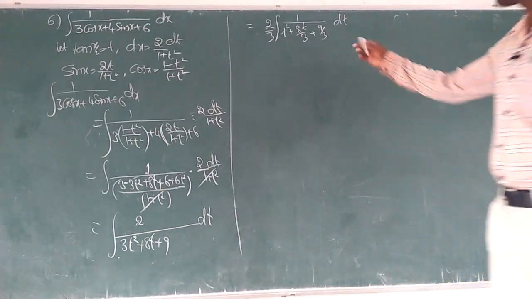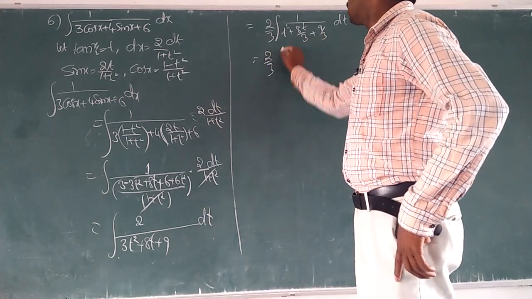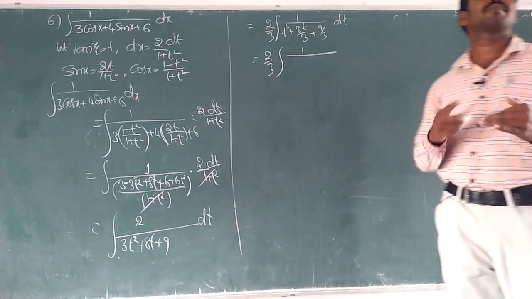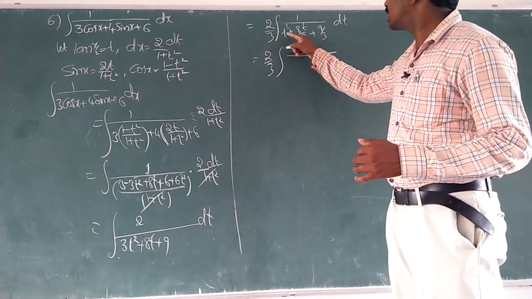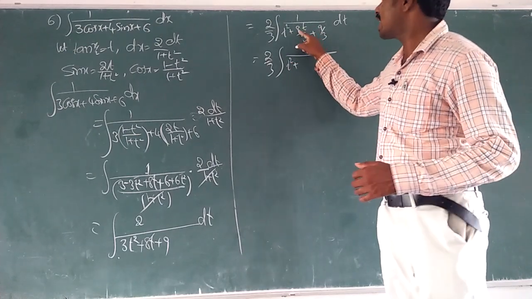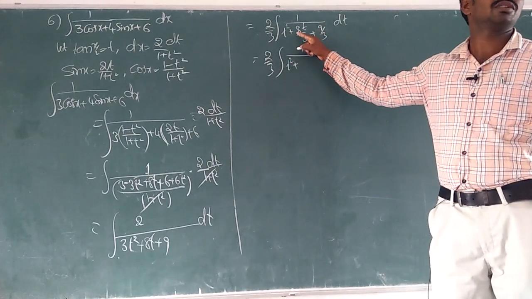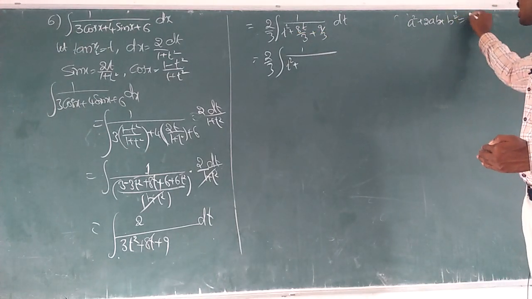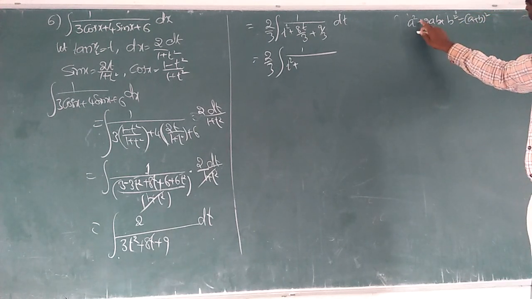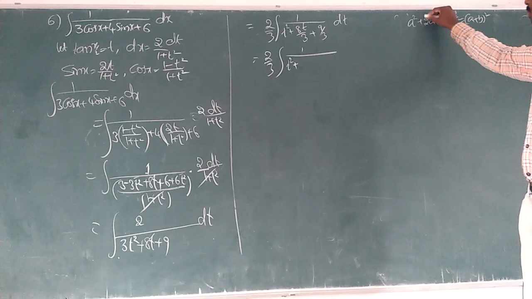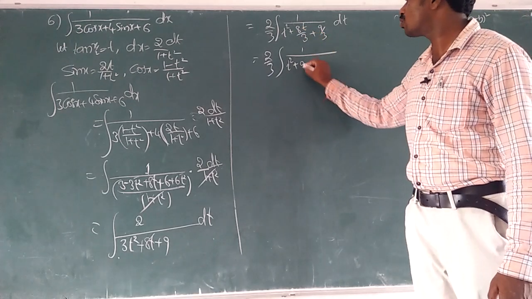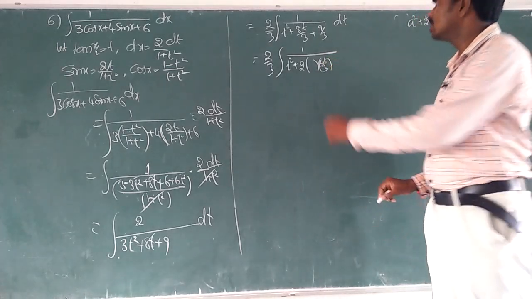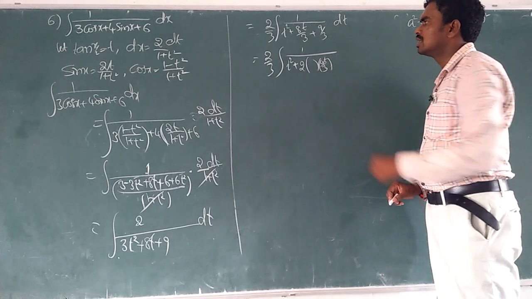So it is equal to 2 by 3 into, and we have to express this like a plus b whole square. Here I am going to get t square plus something. Because a square plus 2ab plus b square is the a plus b whole square formula, and minus is also the same, 2 compulsorily we have to write. So 8 can be expressed as 2 into what? 4t by 3. Am I right? 2 into 4t by 3.